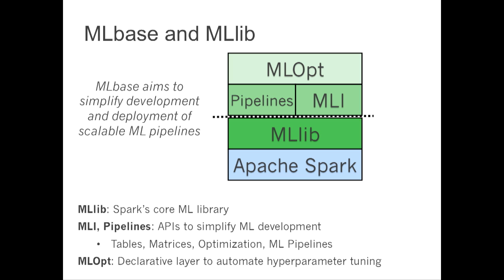And finally, MLOps, which is the top layer of MLbase. The goal here is to create a declarative layer to automate the process of hyperparameter tuning of machine learning algorithms and pipelines. And the reason I'm talking about all these different pieces is that MLlib is still very much related to and integrated with these higher level components. Whereas MLlib is part of Apache Spark and is production quality code used by a wide range of people, a lot of the ideas that are going into MLlib have their roots in MLI, Pipelines, and MLOps.